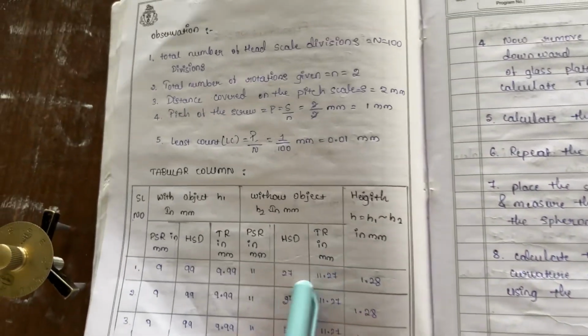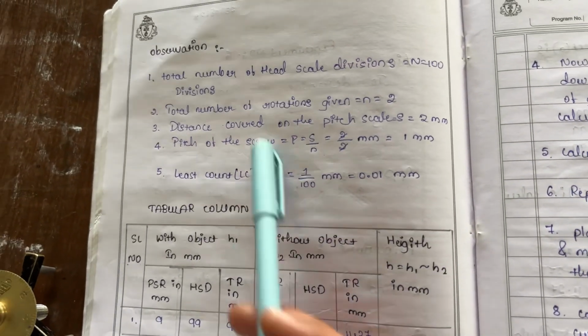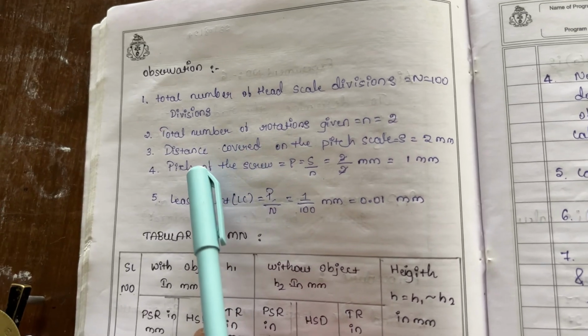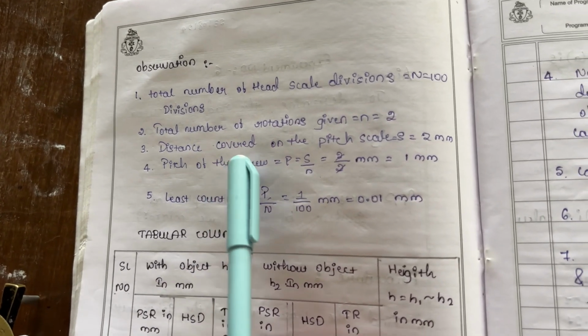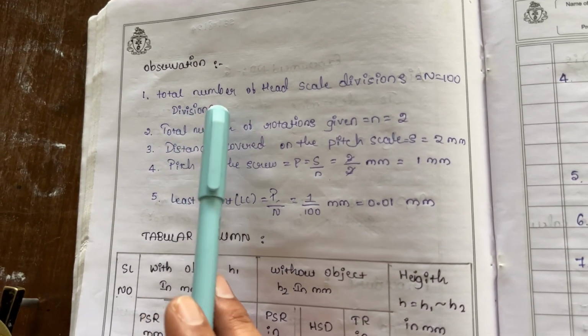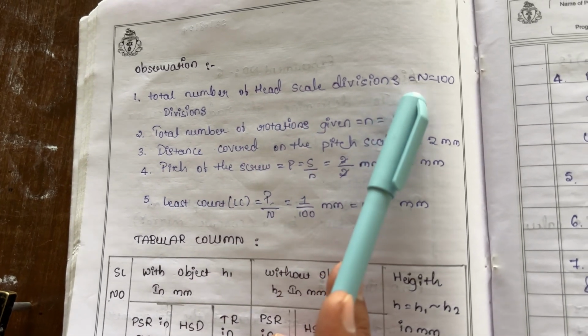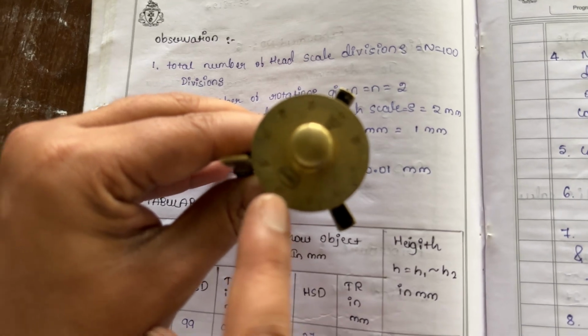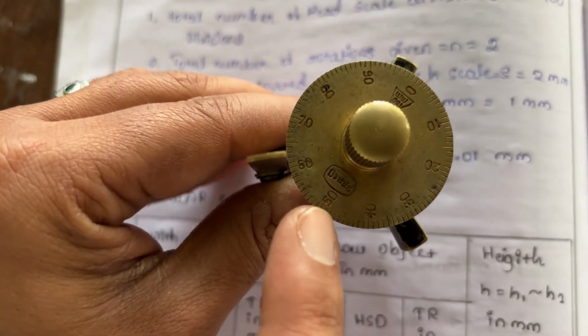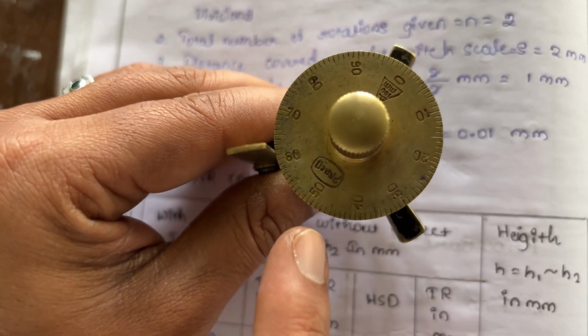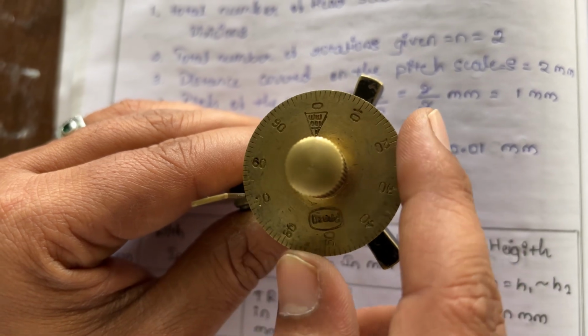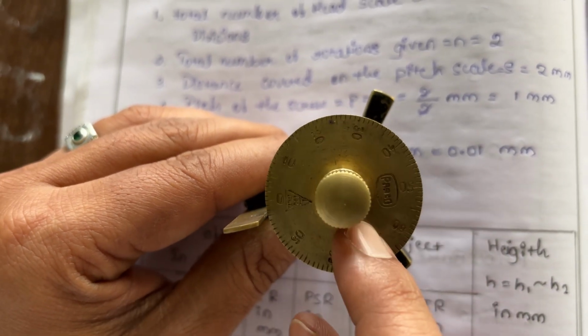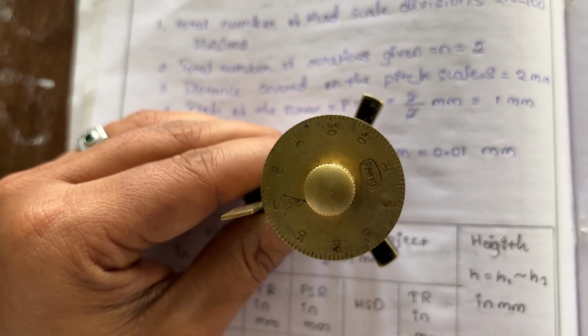Now I will show how to calculate the preliminary observation, that is the least count. Here the total number of head scale divisions is n equal to 100, as I already showed here. Total 80, 90. After that, after 90, 0 is there. 0 means 100, one complete rotation.